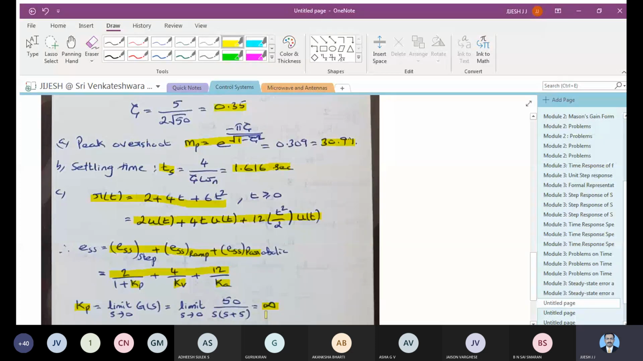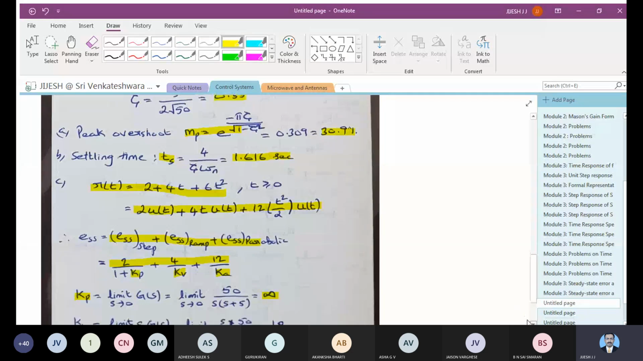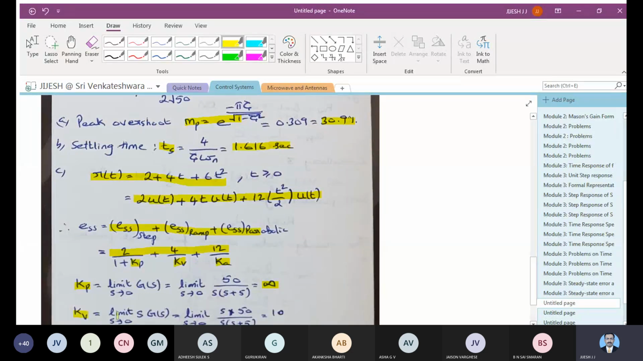Similarly, do for Kv. When you do for Kv, Kv is limit of s tends to 0 s into g of s. Substitute g of s there. So s into 50 divided by s into s plus 5. So s tends to 0. So when s tends to 0, you will get it as 10.